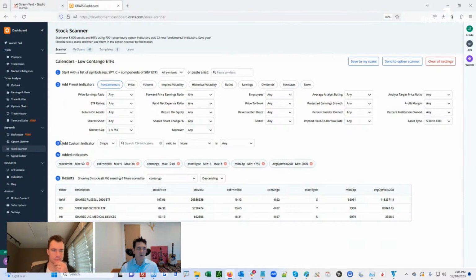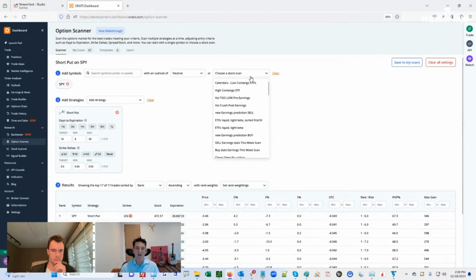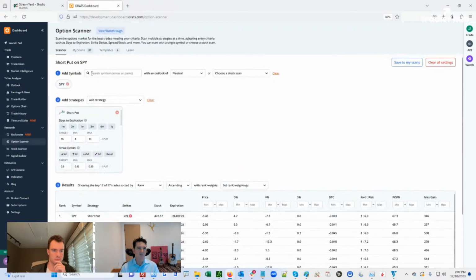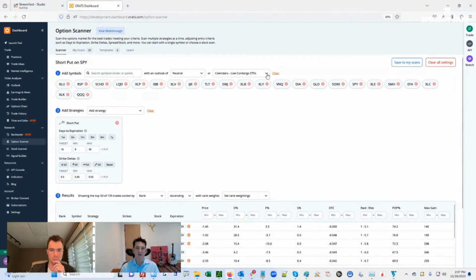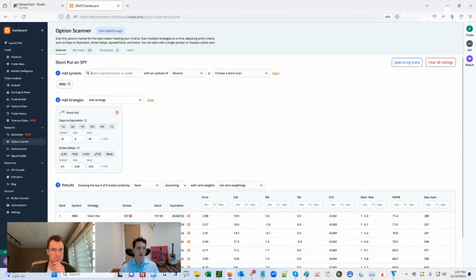Now I want to go to the option scanner, and we could bring in that stock scan. Of course, I forgot the name of the stock scan. Calendars low contango. So I'm going to look for calendars low contango and ETFs. Reason it's bringing in more than that, so I'll clear that out, and I'll just put IWM.